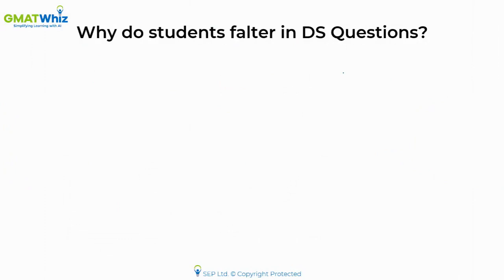So, getting started with why students falter in DS questions. I'd like to be a little democratic here and put this question across to all of you. Why do you think students falter in DS questions? In your experience, why do you think you falter in DS questions? What are the reasons you identified for the mistakes that you make in data sufficiency questions? Let's take a minute or two to understand this.